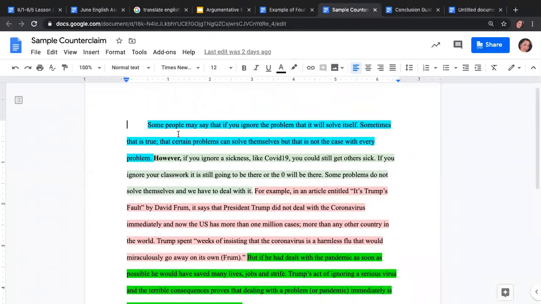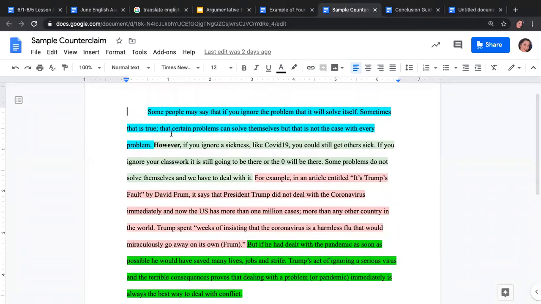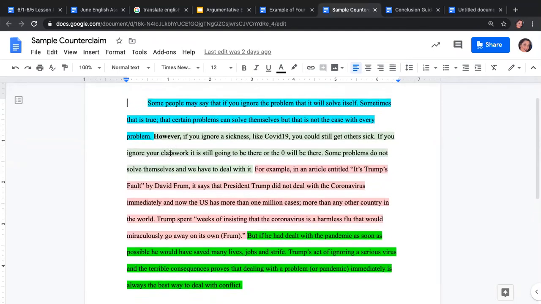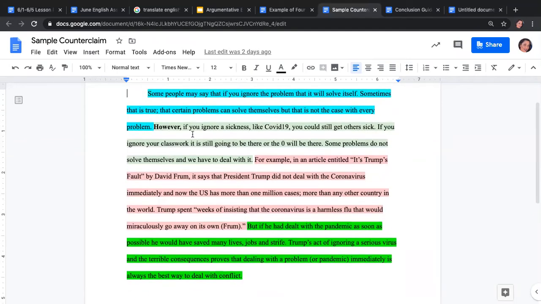I can also just put how, because of the counterclaim paragraph, some people say if you ignore the problem, maybe just a little bit. Because it's a conclusion, I just want to wrap my whole essay up. I don't want to rewrite the whole essay in the conclusion. I just want to put the main points. So let me go back to my conclusion.